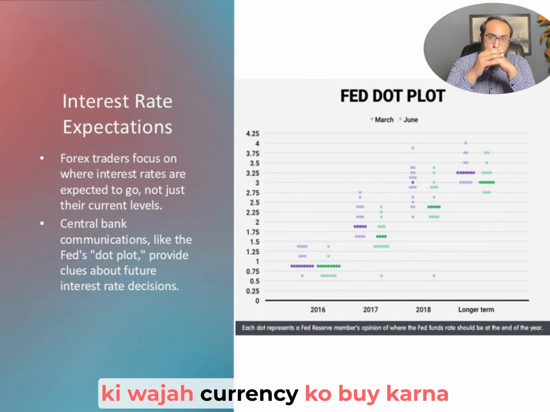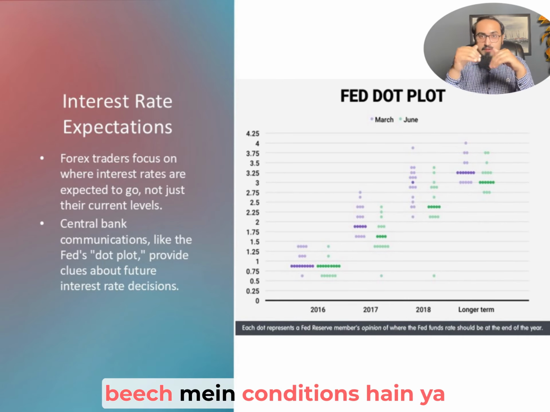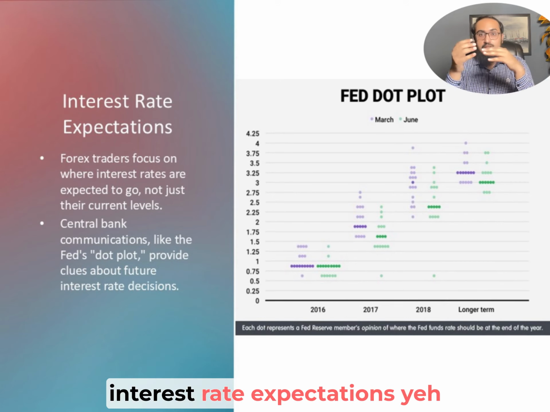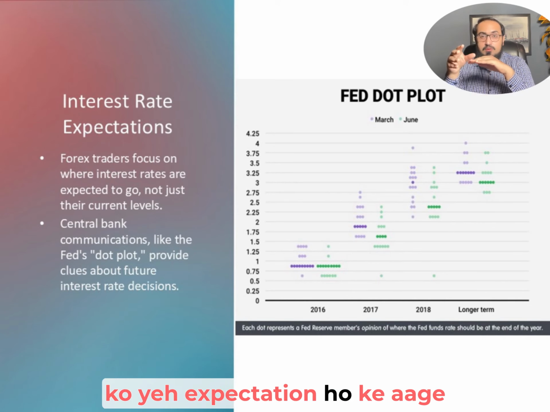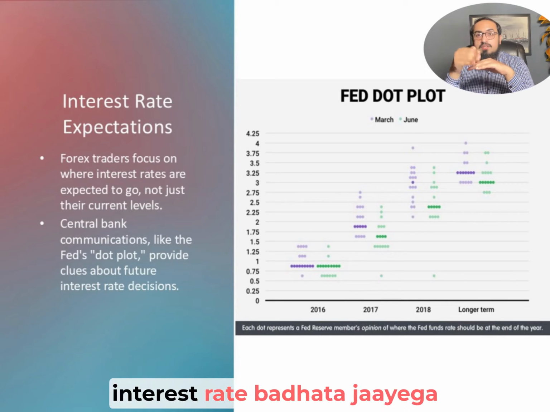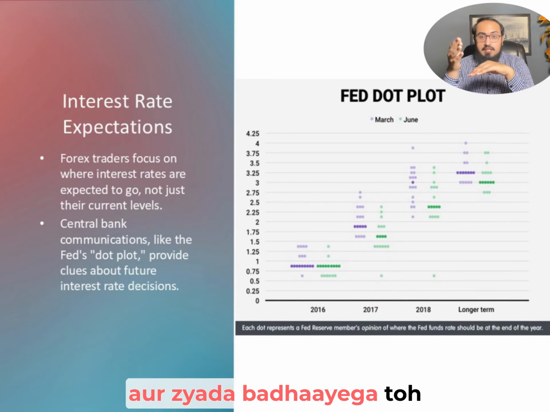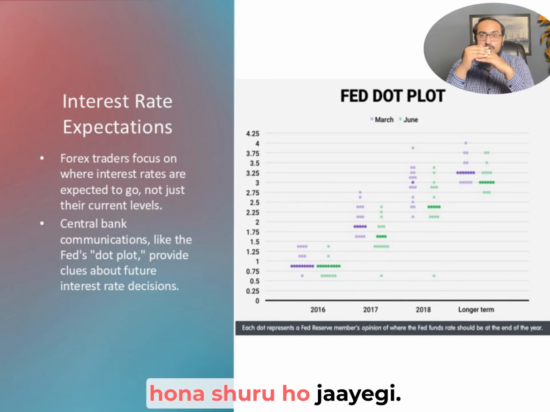What will they do because of that situation? If the situation is good, they will start buying that currency. If there are bad conditions, it changes accordingly. This comes in due to interest rate expectations. Traders expect that going forward, the central bank will continue to increase its interest rate and will increase it more. Those currencies will start becoming strong.